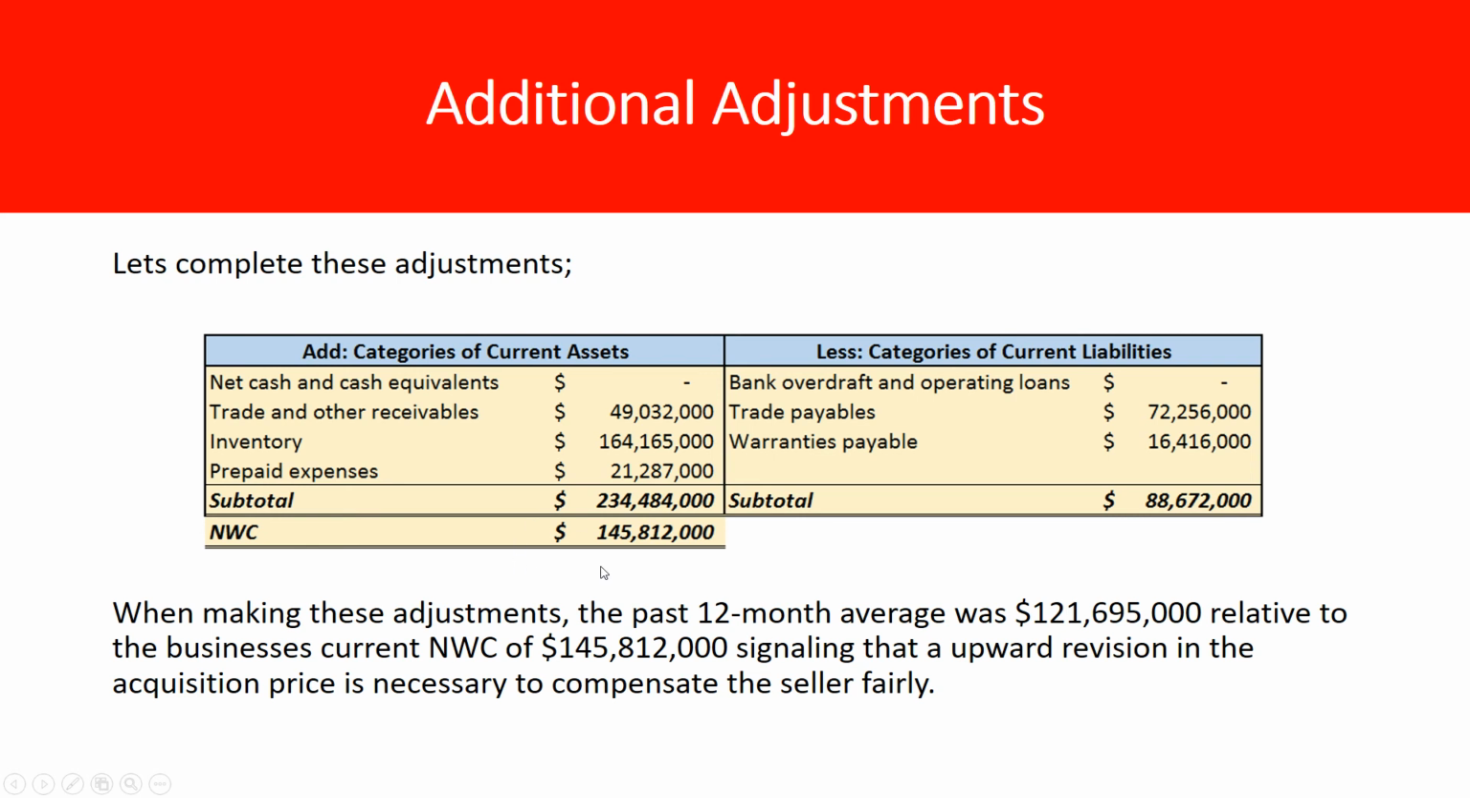So in this scenario, the business is overstocked or has much higher net working capital than is needed to run the business based on the 12-month average of 121 million. Therefore, that difference between 145 million and 121 million, whether you realize that full difference in the acquisition price or you increase it by 80 or 70% of that difference, you need to make an adjustment to the acquisition price in order to fairly compensate the seller.